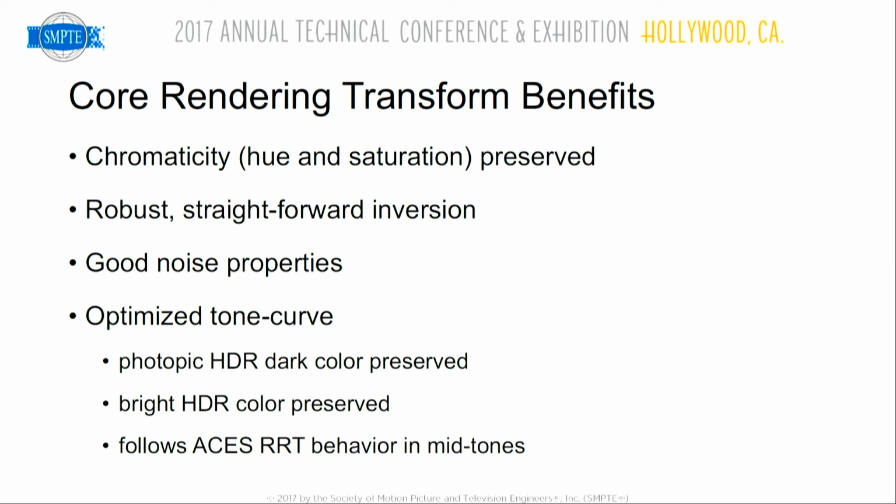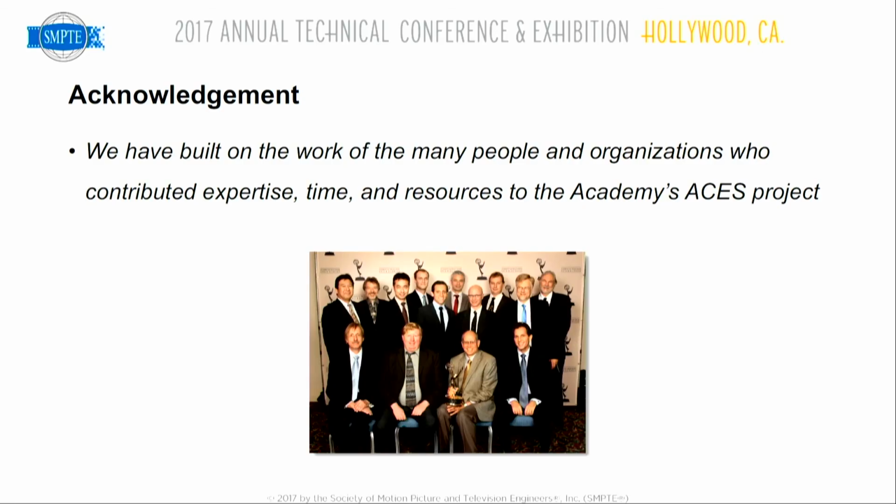In summary, the benefits of the core rendering transform are that chromaticity is preserved, and hence hue and saturation are mostly preserved. It has a robust, straightforward inversion and good noise properties, and it has an optimized B-spline tone curve based on the ACES RRT, but more invertible and more suitable for HDR.